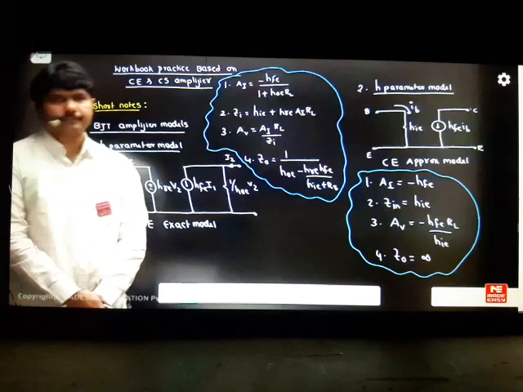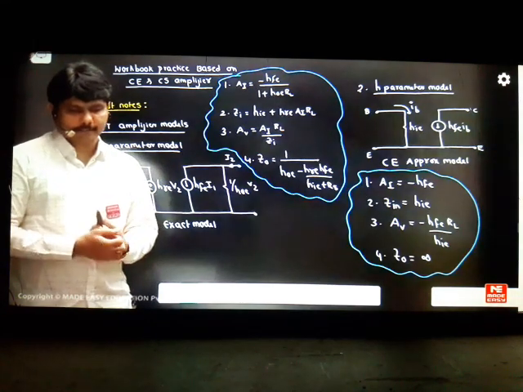This is about the hybrid parameter formulas, which are required for doing the problems. Try to keep the main content in mind.